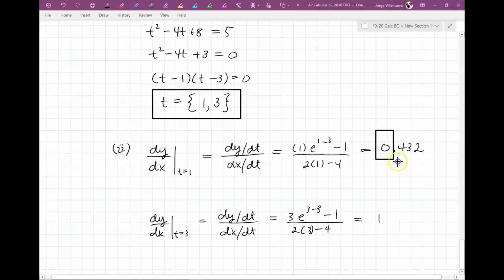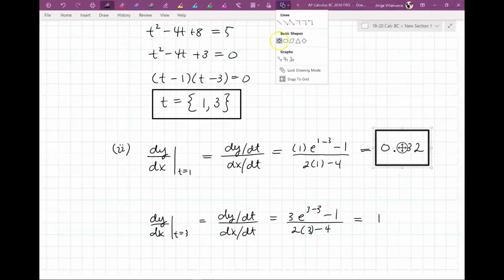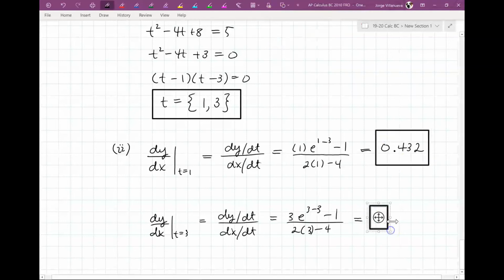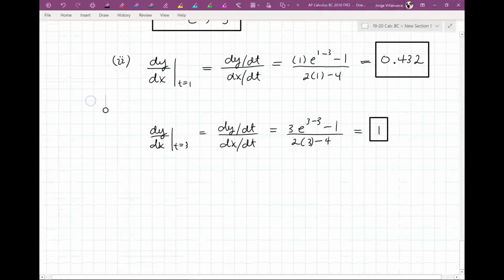They wanted us to figure out the slope of the lines tangent to the particle's path at that point. So that's dy/dx, that's how we figure out slope. And we just plug in those two numbers.